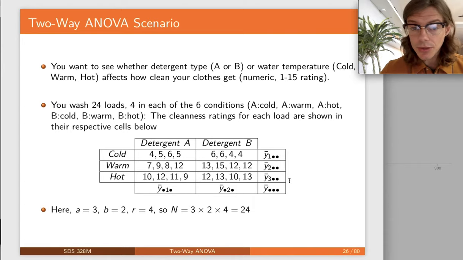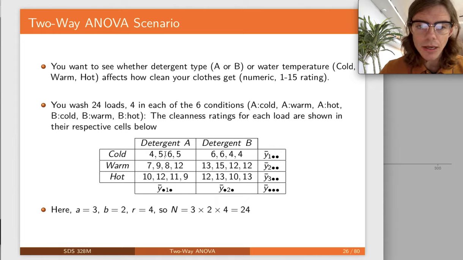And maybe this is the way your data turn out. Maybe detergent A, when it's cold, the 4 loads have pretty low cleanliness ratings. Maybe when detergent B is here, they're a little bit higher, but maybe not on average. Looks like hot though, right? If you use detergent A in hot water, the cleanness ratings are going up. If you use detergent B in hot water, the cleanness ratings look pretty high. The warm look kind of in the middle, right? So this is just your actual data.